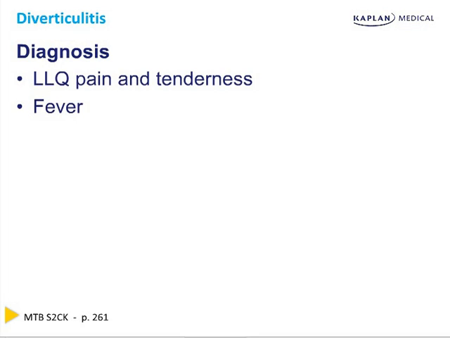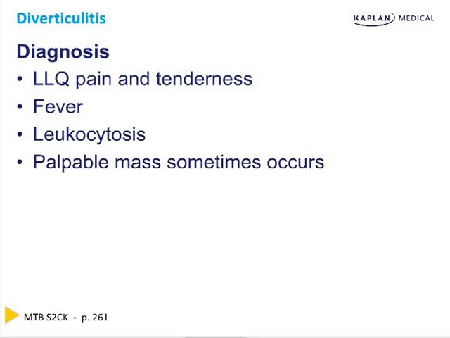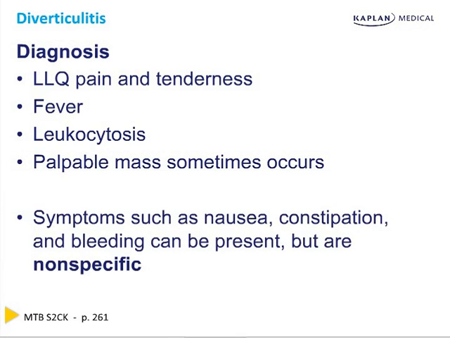Diverticulitis is when one of these outpocketings becomes occluded and then subsequently becomes infected. Patients will present with left lower quadrant pain and tenderness. However, it can be anywhere in the colon. The left lower quadrant is the most common. They will have fever, leukocytosis, and at times they can even have a palpable mass. Symptoms such as nausea, constipation, and bleeding can be present but are extremely nonspecific.